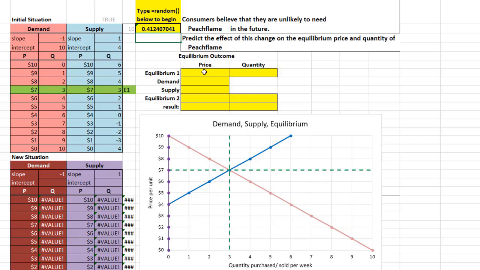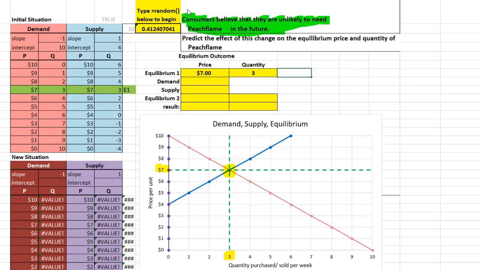Okay, so we start off by finding that equilibrium price and quantity. So I'm looking, and I see the initial price is 7 and quantity is 3. So let's go ahead and type those in here. Price is 7, quantity is 3. Okay, now we're going to consider the scenario which exists up here. Consumers believe that they are unlikely to need peach flame in the future.